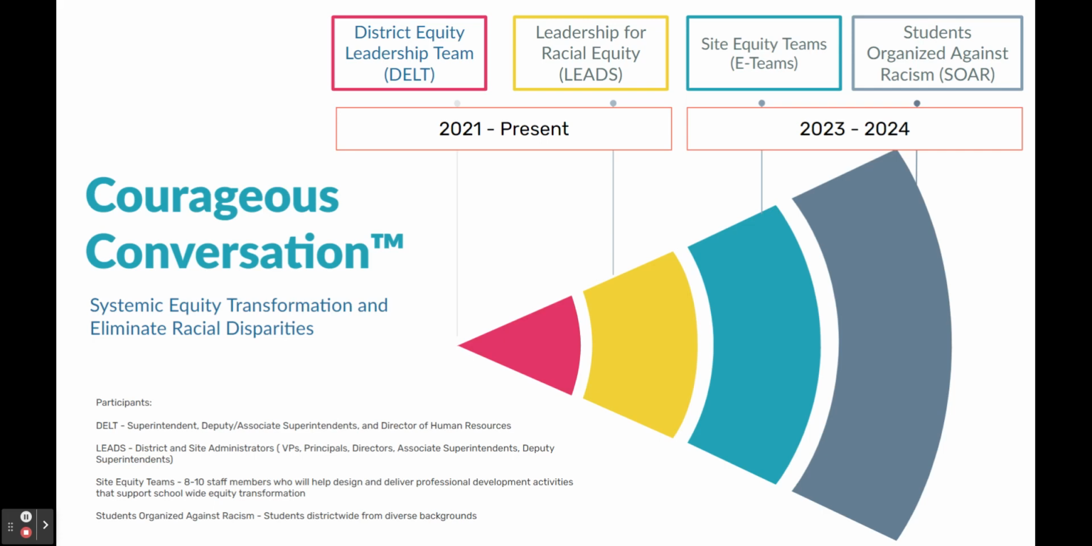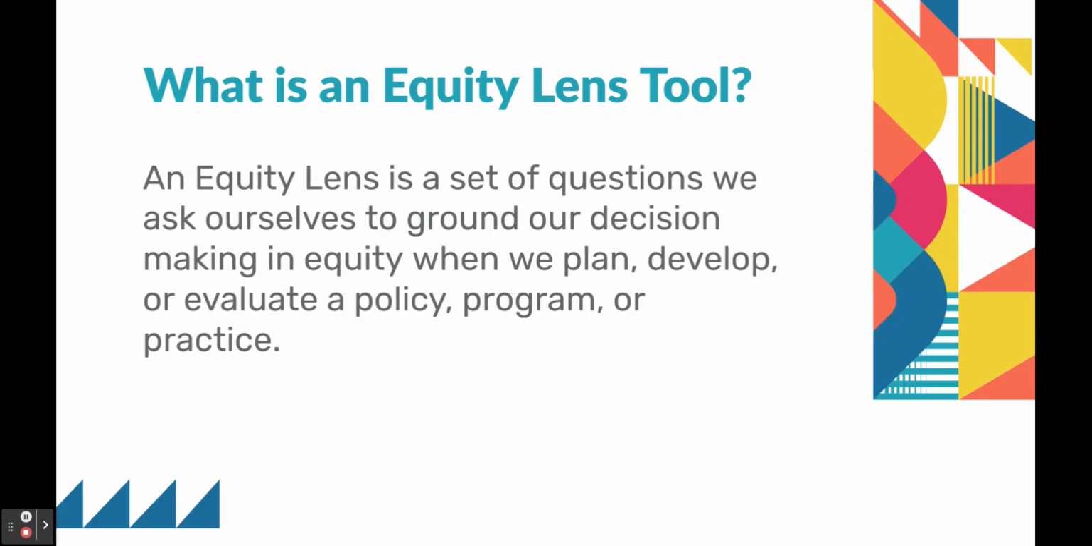In the fall, we will begin with our site equity teams, or E-teams. They will help design and deliver professional development that will support school-wide equity transformation. And finally, we will expand to include SOAR, which stands for Students Organized Against Racism.